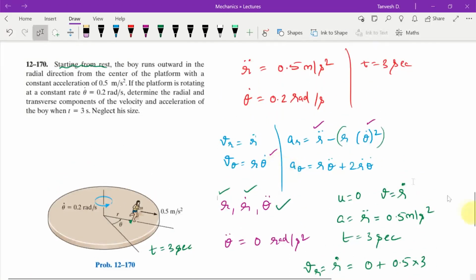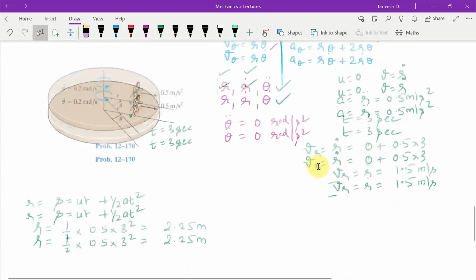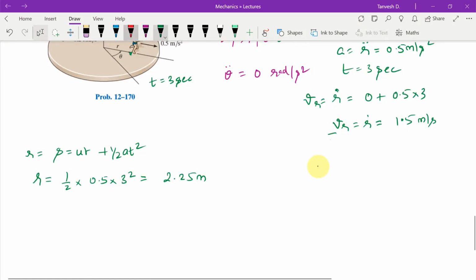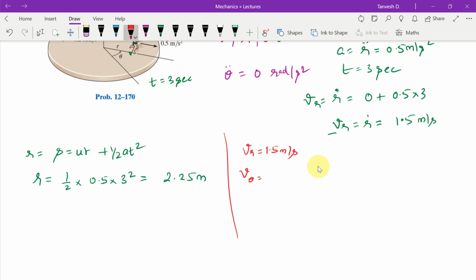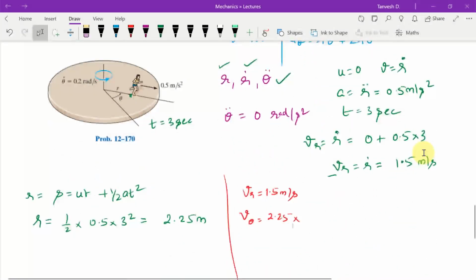everything that we need to develop the total velocity and the total acceleration, everything we have found out. Let us quickly find the total velocity and accelerations. So Vr is 1.5 meters per second. V theta is r theta dot, that is 2.25 into theta dot, which is 0.2 radians per second. So this V theta is equal to 0.45 meters per second.